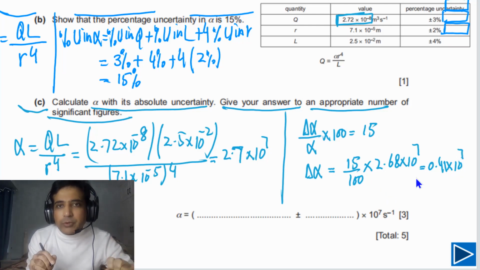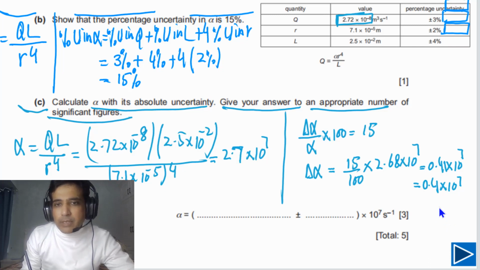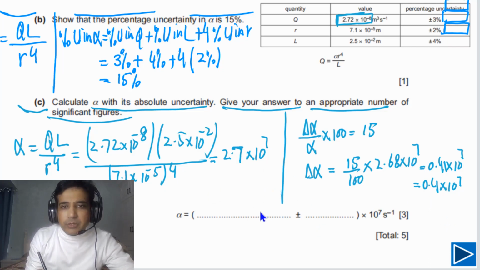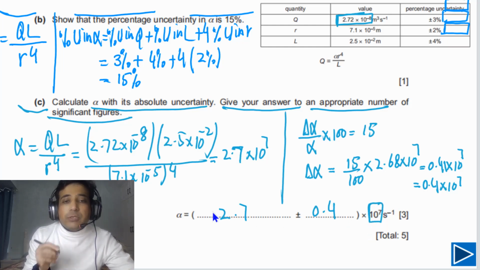So now we need to consider the number of significant figures. And absolute uncertainty, you always need to write down up to 1 SF. So we can write down 0.4 times 10 to 7. So this is 0.4 times 10 to 7. And now we can write down our final answer. So here it will be 2.7. Here the absolute uncertainty is 0.4 because the power is already given to you. So the power is 10 to 7. So this is the final answer.